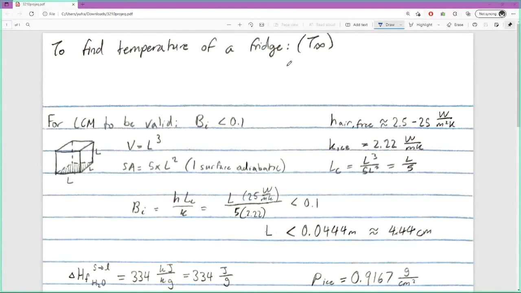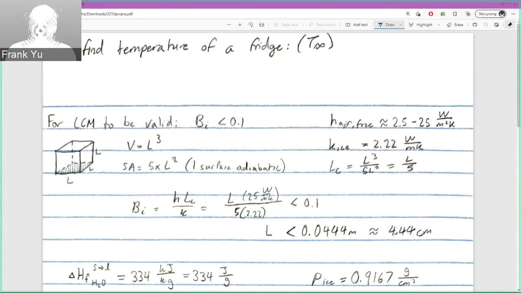So to find the temperature of the refrigerator, T infinity, I designed an ice cube where the lumped capacitance method is valid, or the Biot number is less than 0.1. So this ice cube has side length L and 5 faces exposed to the air in the refrigerator, while the bottom surface is in contact with an adiabatic surface. Using these lengths, we calculate a volume of L cubed and a surface area of 5L squared, which gives a characteristic length of L over 5.